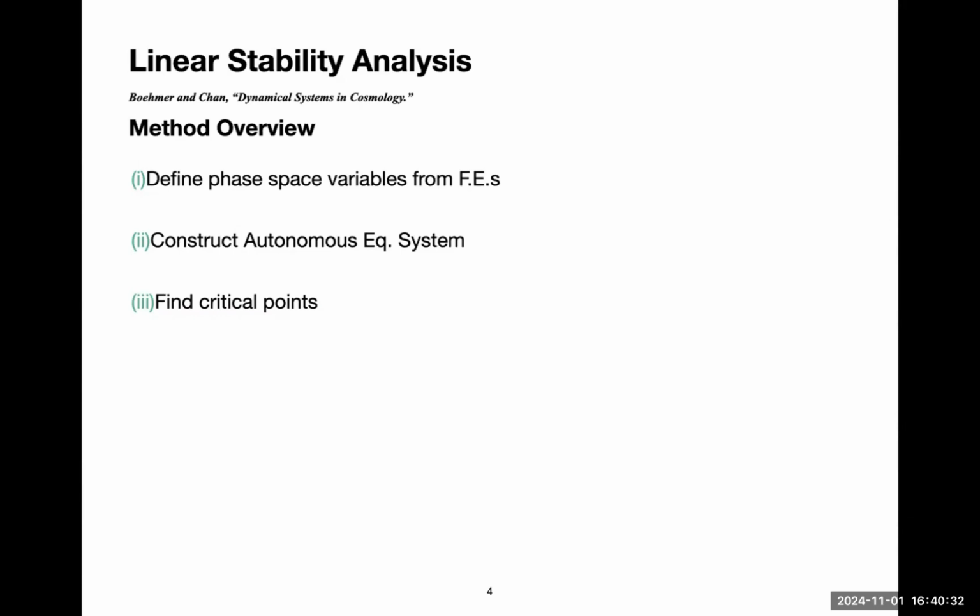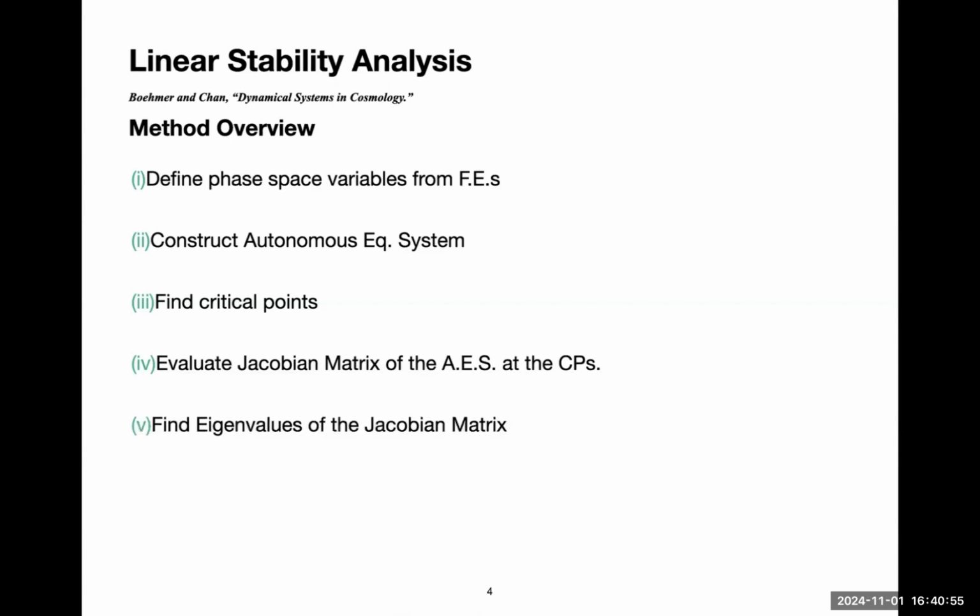And then after creating the autonomous equation system, we go on to finding the critical points of that system. Since we are doing a linear stability analysis, we need the Jacobian matrix of the autonomous equation system. We evaluate the Jacobian matrix at those critical points, so that when we calculate the eigenvalues of the Jacobian matrix, we understand the behavior of that critical point in the phase space, whether it is an attractor point, a saddle point, a source point, or it can be a stable spiral as well.